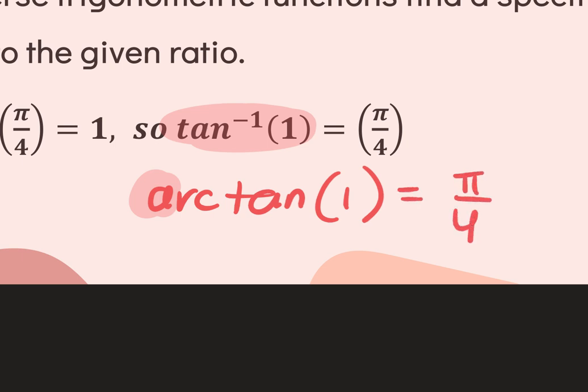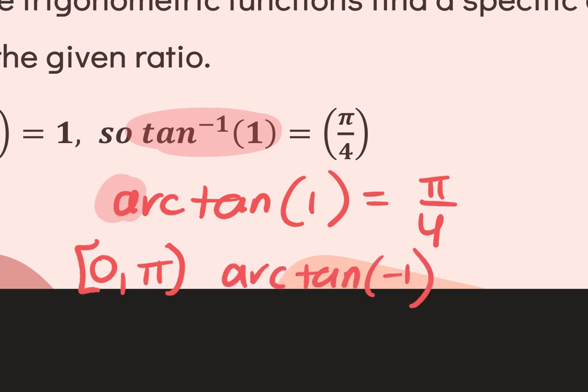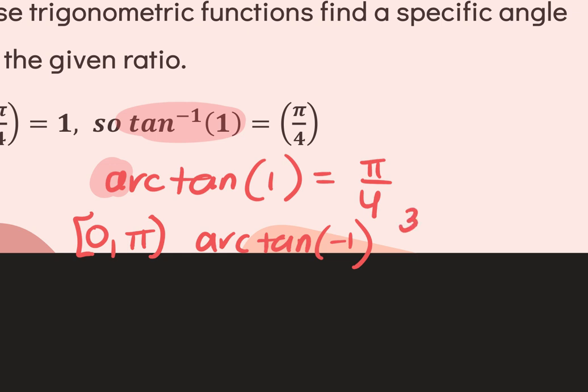If it gives you an interval, like it could say from 0 to pi, what is arc tan negative 1? And now it's saying from 0 to pi, so just the top part of your graph, where is tan negative 1? And that answer would be 3 pi over 4.